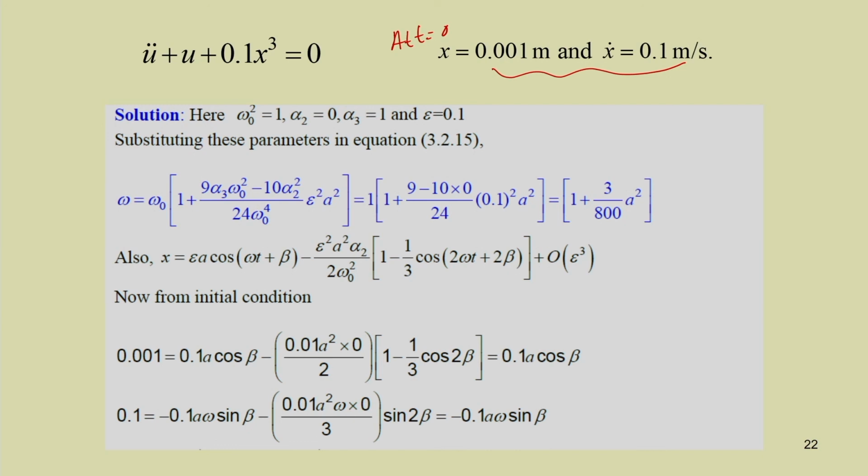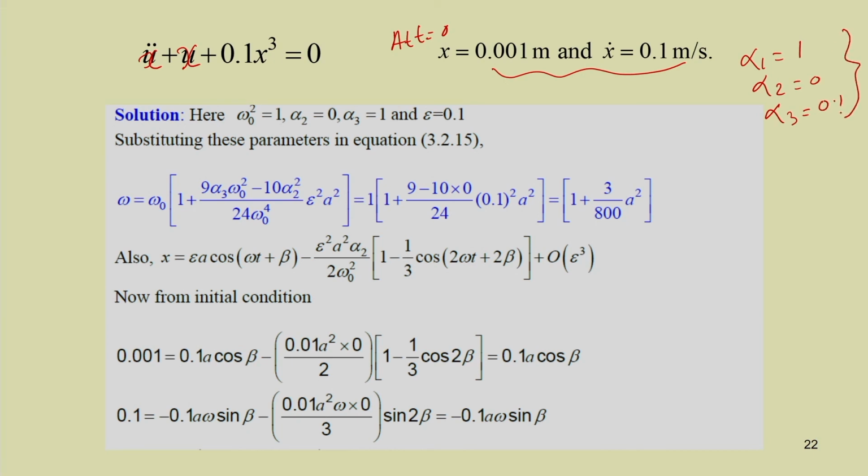Now from this equation, you know alpha 1 equal to 1. Let us take this equation in terms of x. This equation can be written x double dot plus x plus 0.1 x cube equal to 0. So here alpha 1 equal to 1, and x square is missing, so alpha 2 equal to 0, and alpha 3 equal to 0.1.